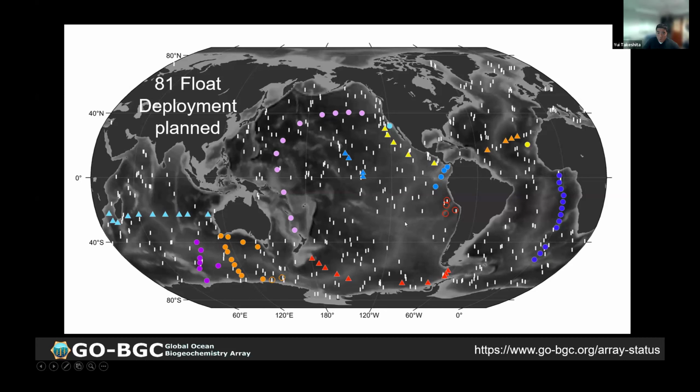But one thing that you can see in the array is that there's a hole in the South Pacific here. This is a really hard place to get to. So if anyone knows of any cruise opportunities to deploy floats there, please contact us. That would be extremely, extremely helpful.